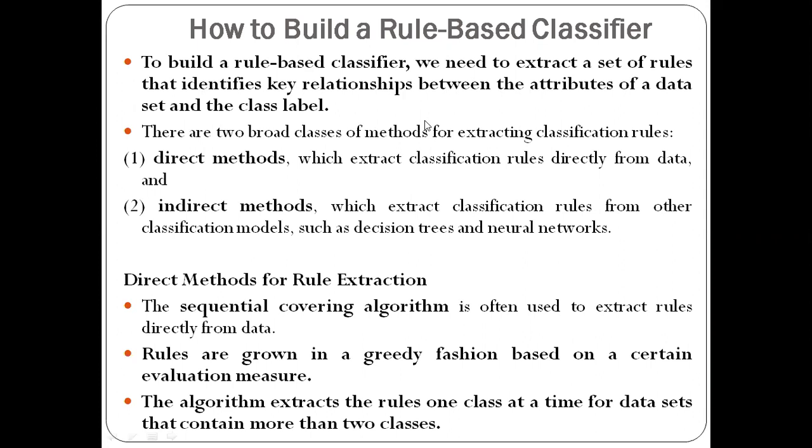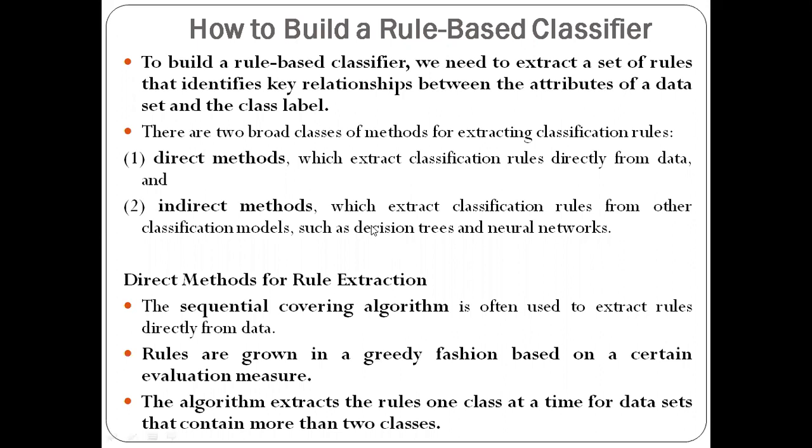In order to build or extract the classification rules, we have two methods. One is the direct method and the second one is the indirect method. In the direct method, we will be extracting the classification rules directly from the data. Directly from the data means we will be using an algorithm to extract the classification rules. In the indirect method, in order to extract the classification rules, we will be constructing decision trees and neural networks.